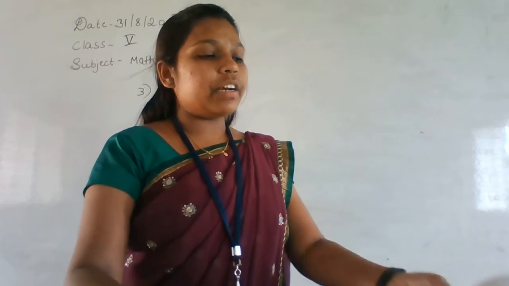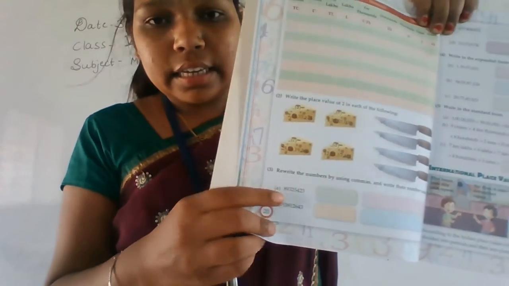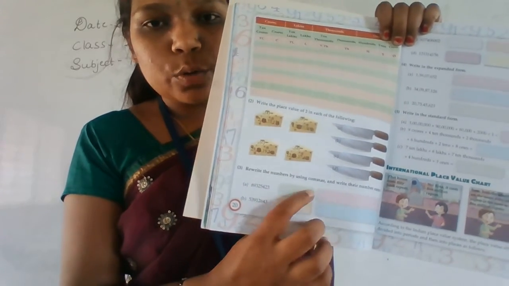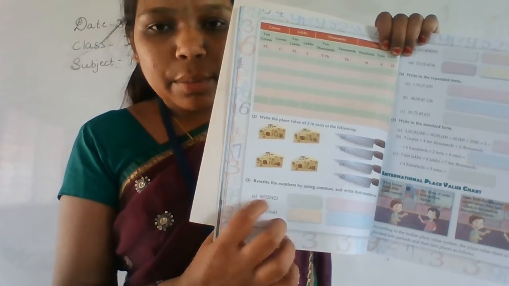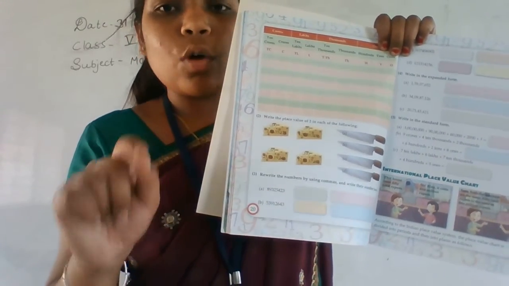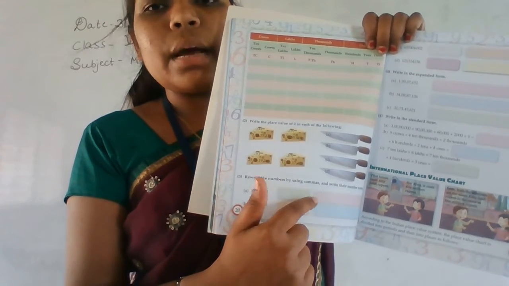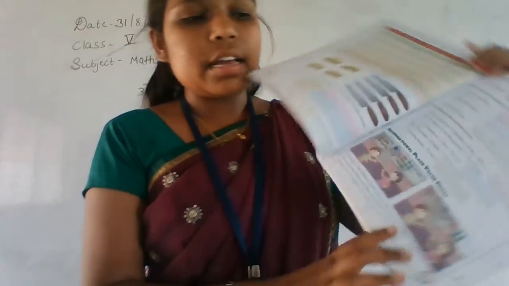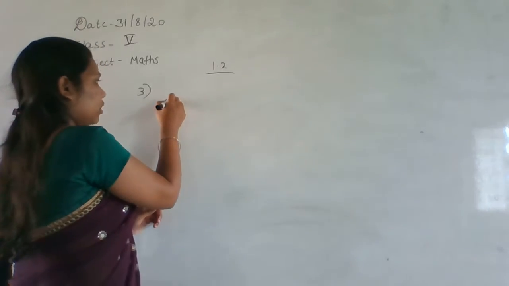In front of each number they have given 2 boxes here, one box and another box. In the first box we have to write the number only, putting the commas in it. In the second box we have to write the number name of that number. How to write the number name, I will tell you now. That is the first one, the 8th one.